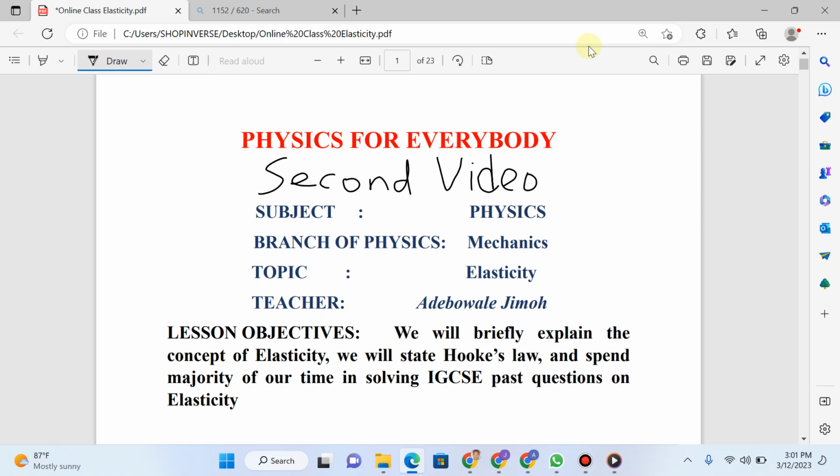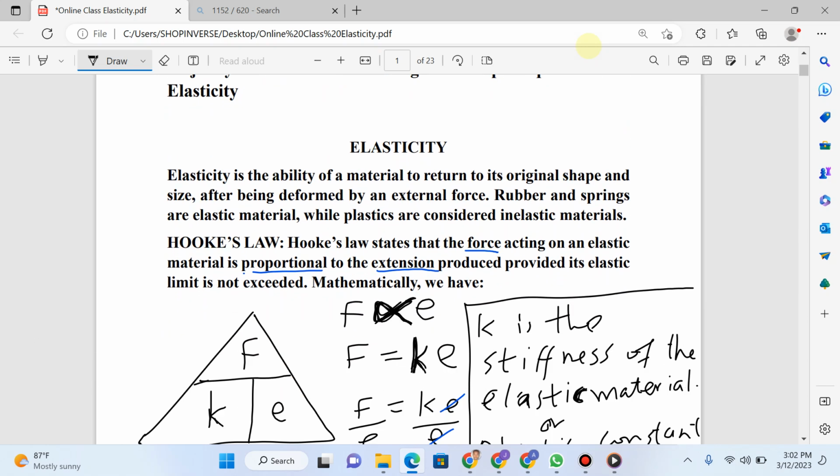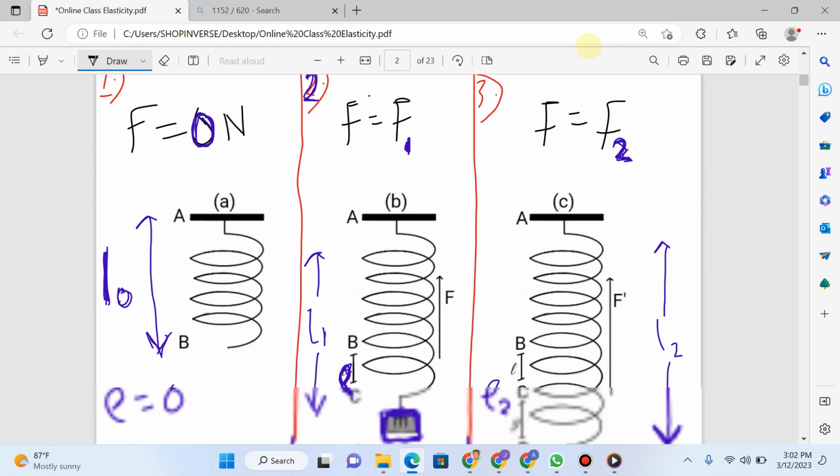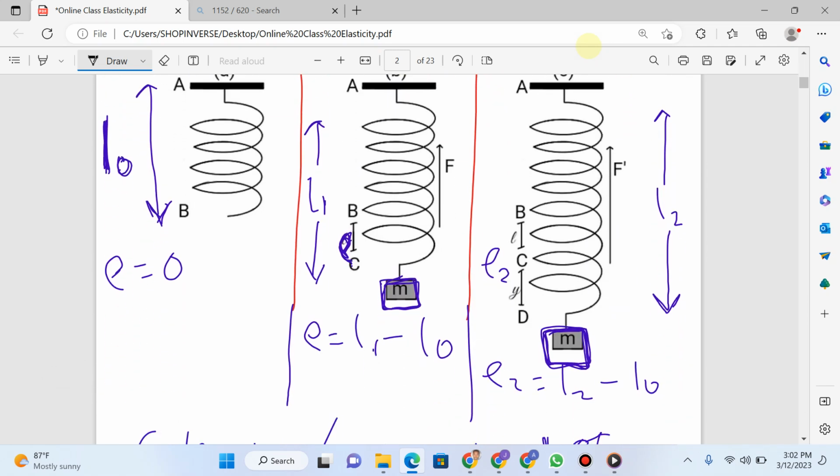So here we are working on Hooke's law, okay? The topic is elasticity and we're solving IGCSE past questions on Hooke's law. This is the second video of this series. If you have not watched the first one, ensure you watch the first video on the YouTube channel, Physics for Everybody.